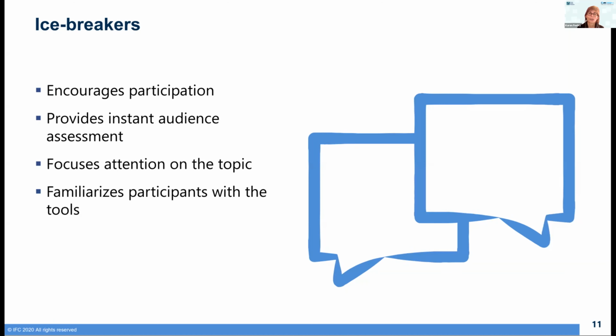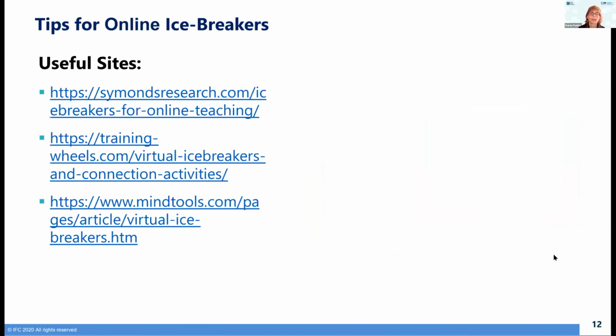So if you're not going to use annotation anywhere else in the session, do not use it here. Don't waste time teaching them functionality that they're never going to use again. Now, many of you might be wondering, what should I do as an icebreaker? So here are some tips.